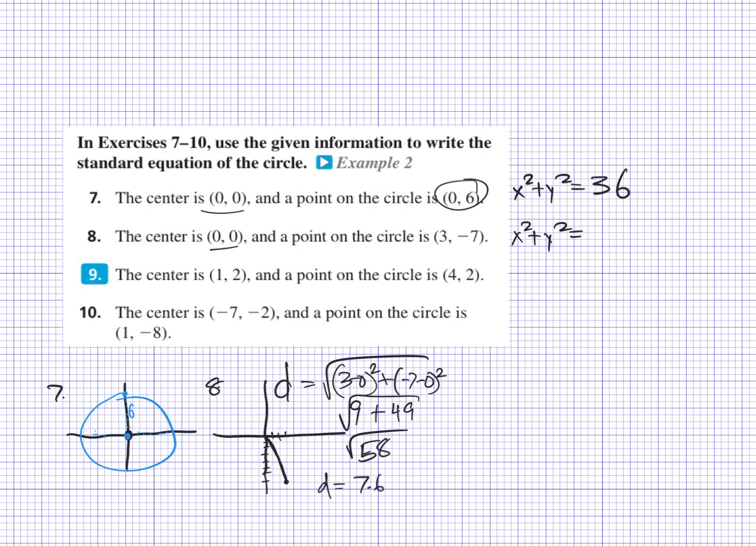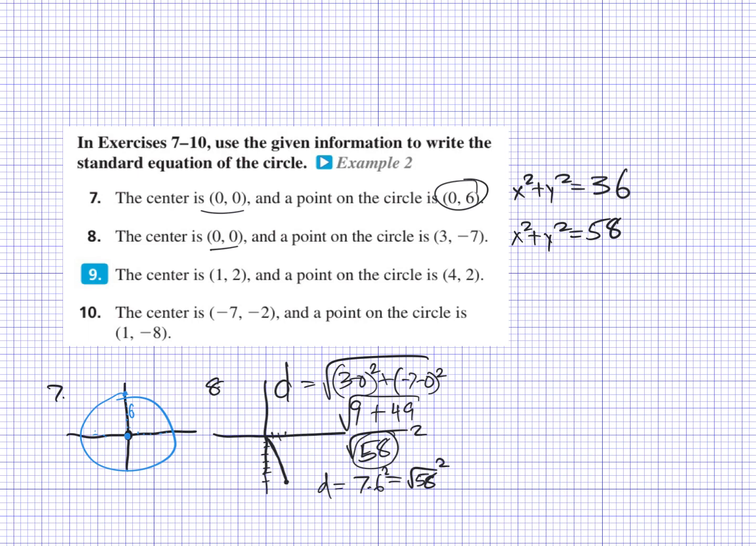Okay, but we want to square this. When we square it, it gives us that number, 58. So 58 goes there. The square root of 58 is about 7.6, so those are interchangeable. If I square both of those, I'm going to get 58.